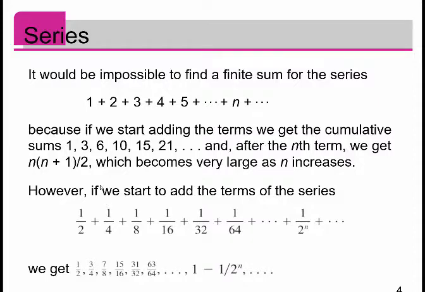However, let's start to add the terms of a different series. So instead of a sub n equal to n, we look at something like 1/2 plus 1/4 plus 1/8 plus 1/16, and so on. This just looks like 1 over 2 to the nth power. We get 1/2, then 1/2 plus 1/4 gives me 3/4, then 1/2 plus 1/4 plus 1/8 gives me 7/8, and you can see what's happening here. It ends up just being equal to 1 minus 1 divided by 2 to the nth power. Those are the partial sums.